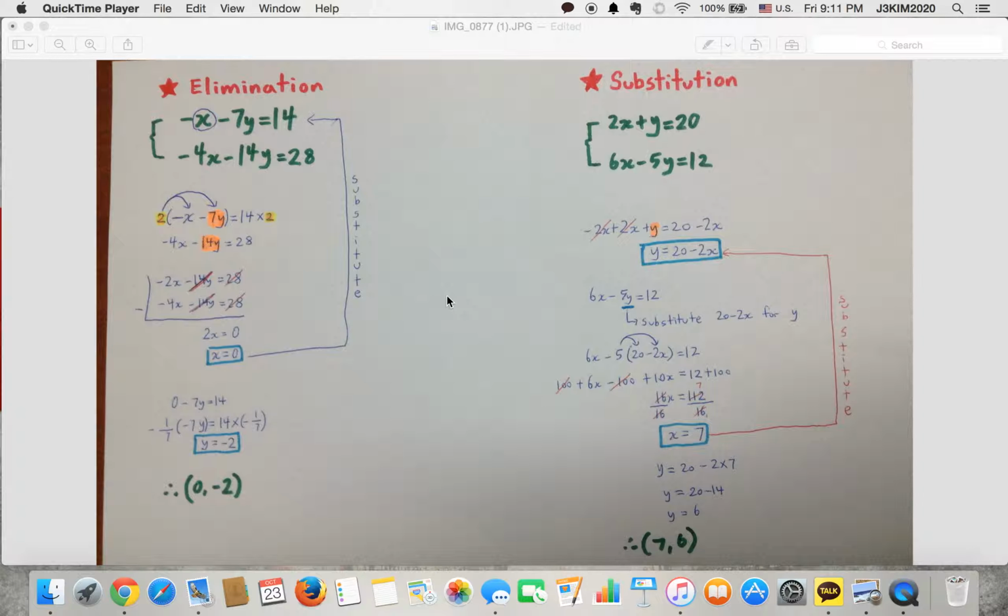Finding a solution for a set of equations means finding the correct value for each of the variables that can be a solution to both equations. There are two methods, elimination and substitution. I have provided examples for each method.